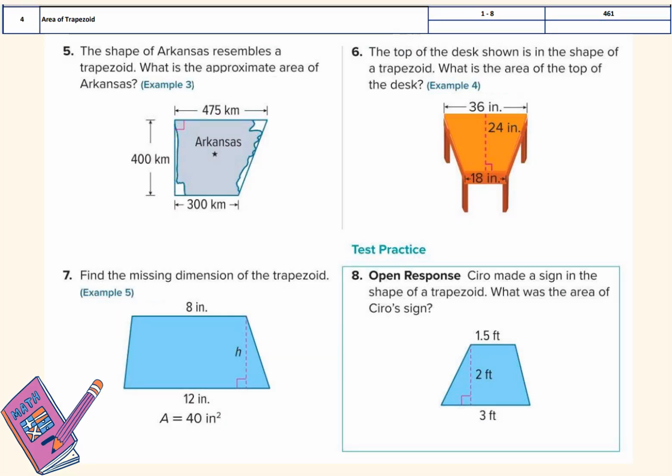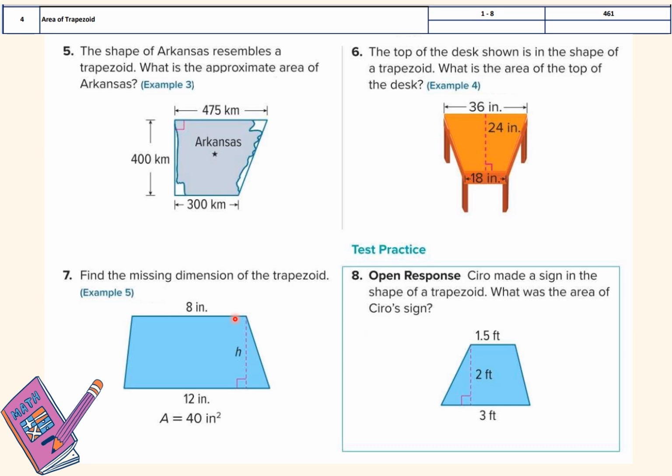On this page, we are going to talk about the area of a trapezoid. A trapezoid is a quadrilateral that has only one pair of parallel sides. These parallel sides are also called bases. And the length that is perpendicular to both of them is the height.